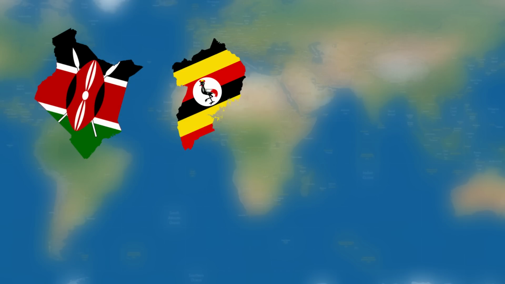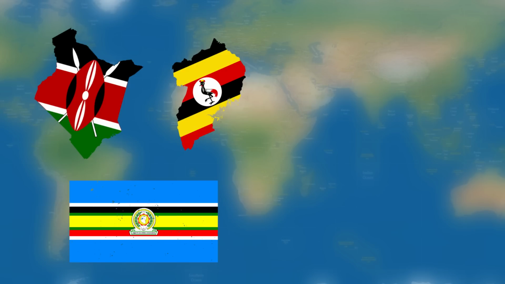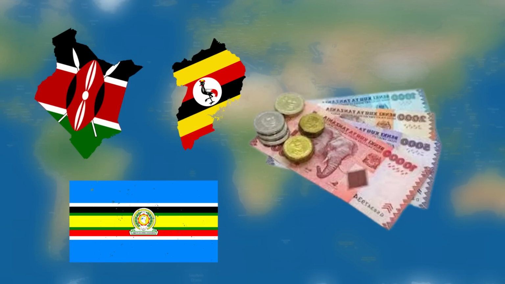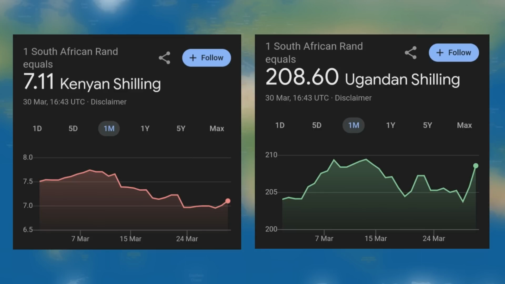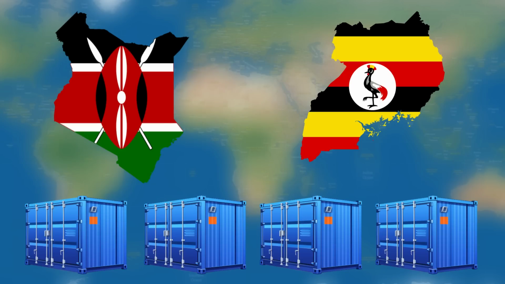Both Kenya and Uganda are a part of the East African community and use the shilling as their currency. One South African rand is equal to 6.96 Kenya shillings and 205.61 Ugandan shillings. Both Uganda and Kenya are some of East Africa's largest importers and exporters of goods in 2023.